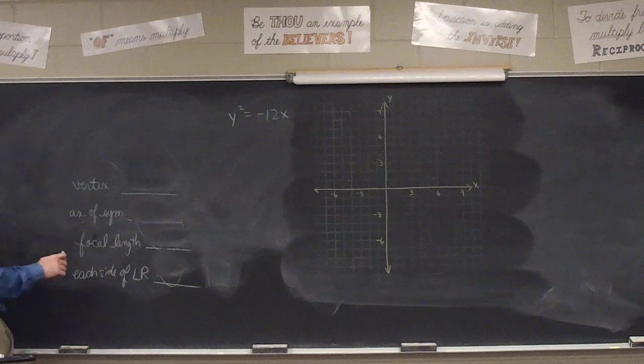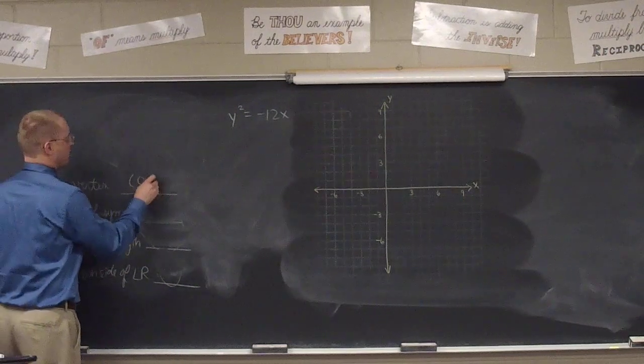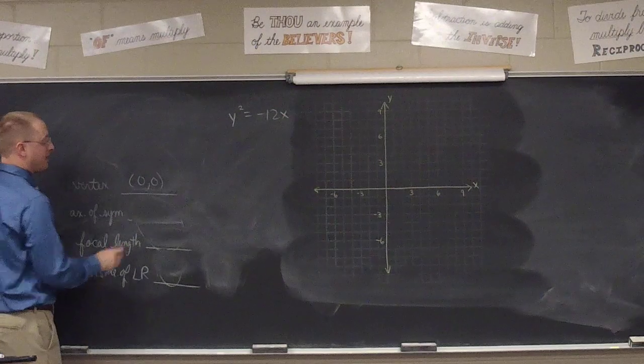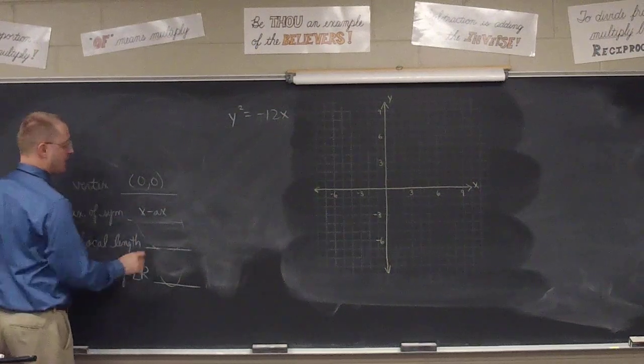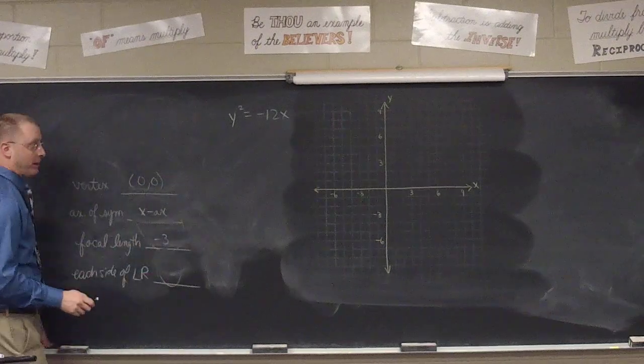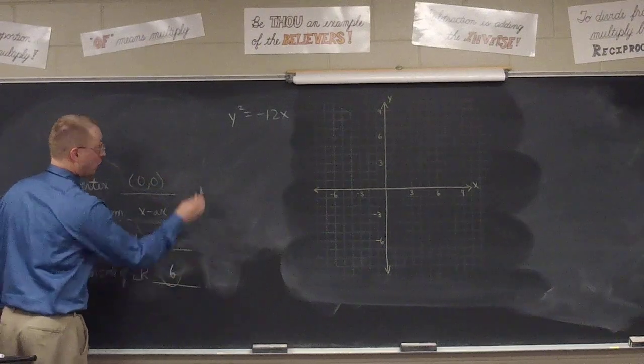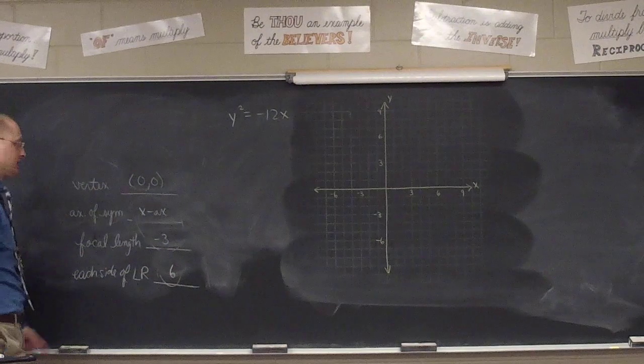Where's the vertex? 0, 0. Of course. Which axis is the axis of symmetry? X-axis. So it's a sideways parabola. Focal length? -3. And so each side of the latus rectum? 6. Because the whole length is 12, so half each side is 6.